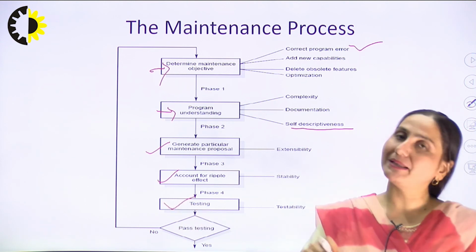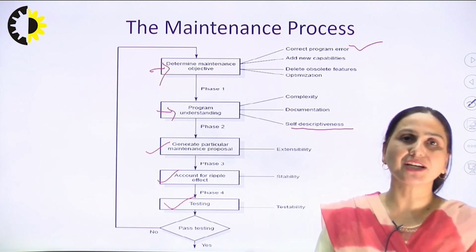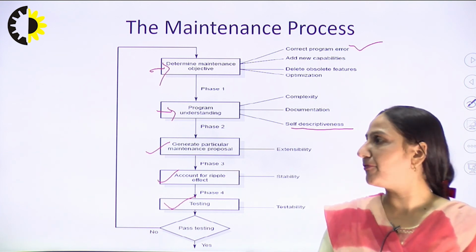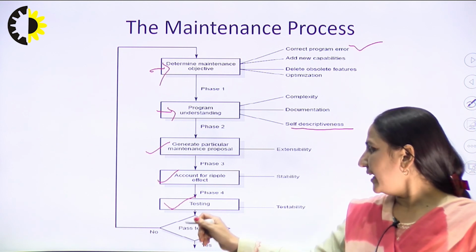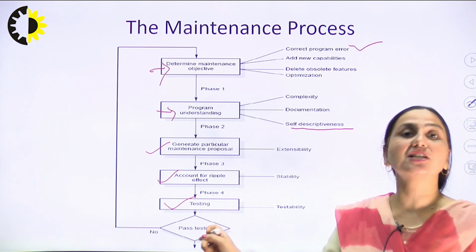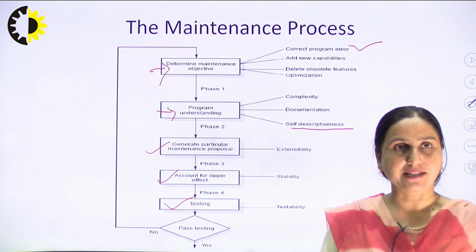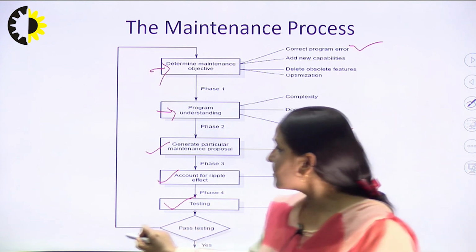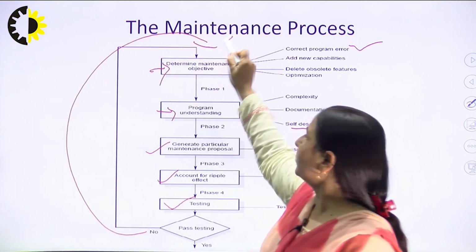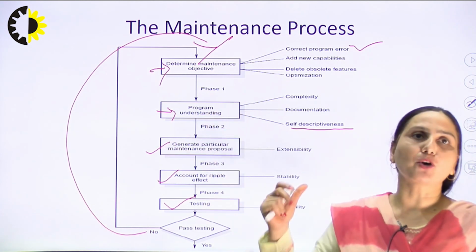That is, when we incorporate this particular type of change, we are of course going to check whether the incorporated change has been perfect or not. So we have to check whether this particular testing is passed or not passed. If it is not passed, then this cycle goes back and we again need to determine the objective. So this is all about the process of maintenance.